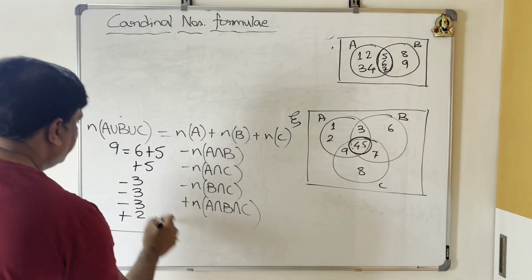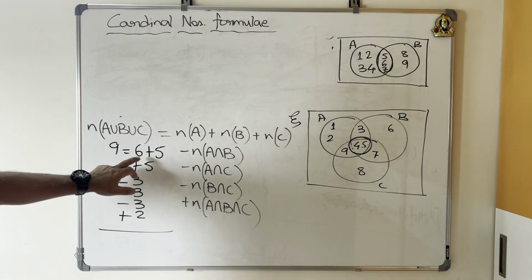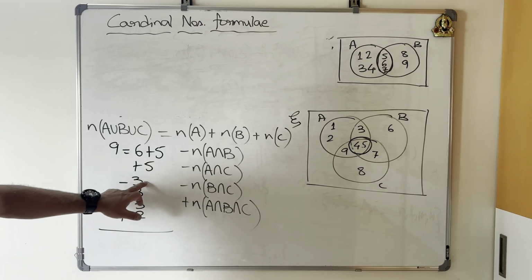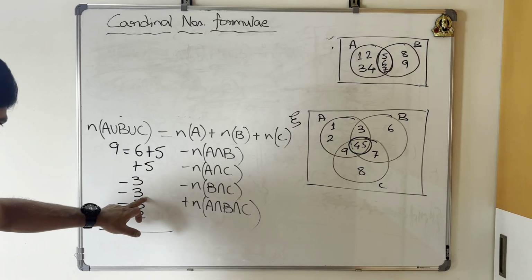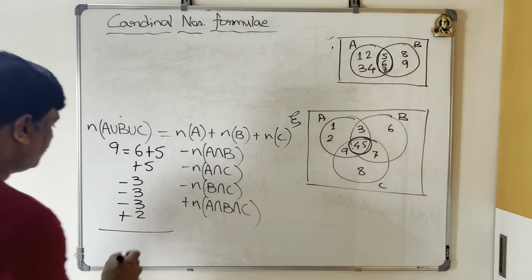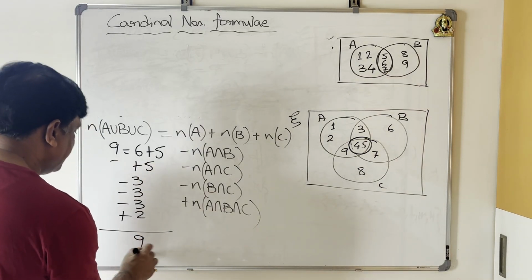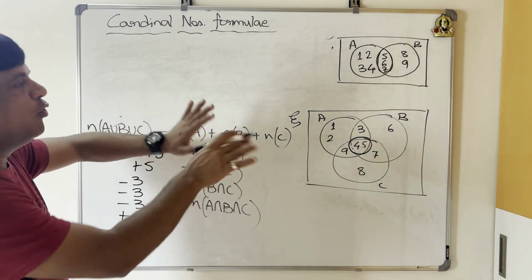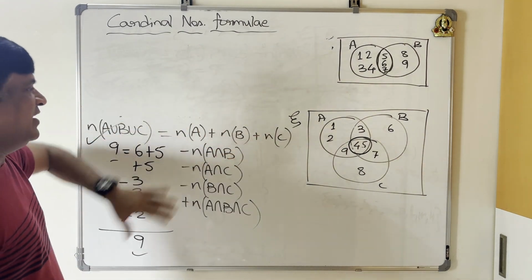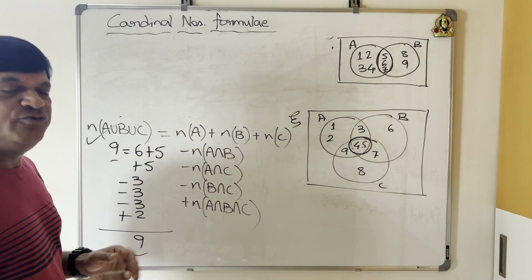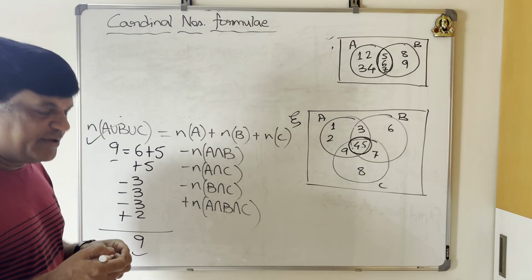So let's add up the right hand side completely. 6 plus 5 gives you 11, 11 plus 5 gives you 16, 16 minus 3 is 13, 13 minus 3 is 10, 10 minus 3 is 7, 7 plus 2 is 9. If you look at it, 9 is equal to 9. So we were able to prove this one also, that it holds for Venn diagrams as well as sets. So these two formulas are key. If you remember them, you are able to do a lot of problems very simply. Okay.